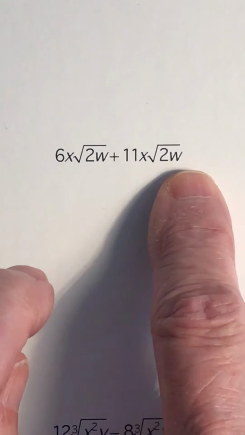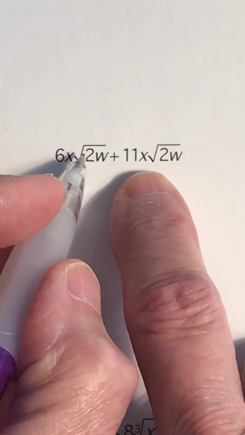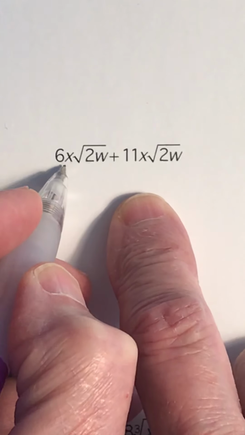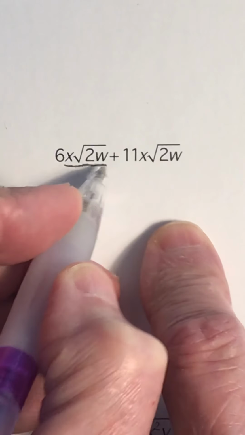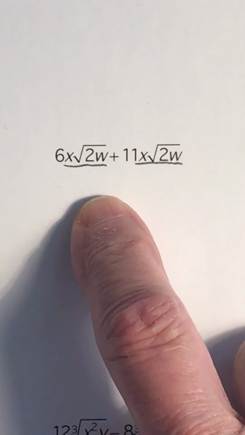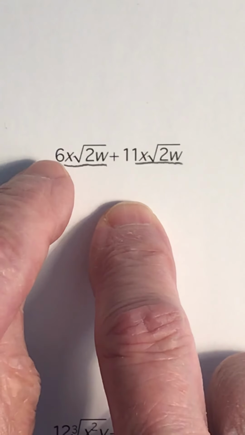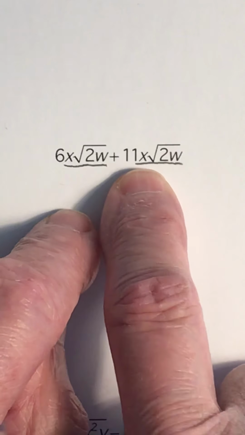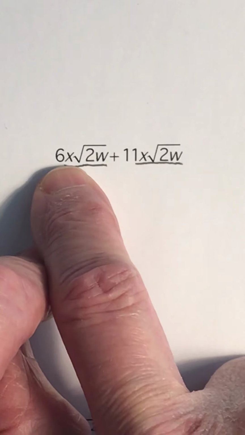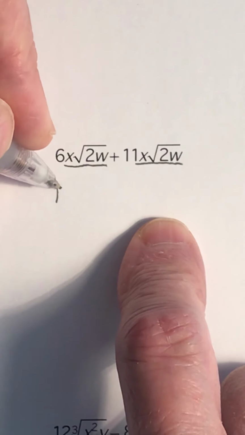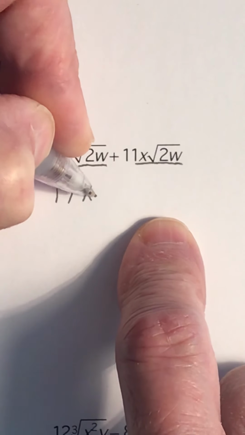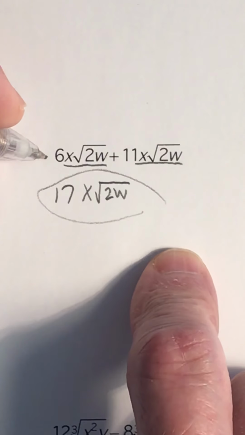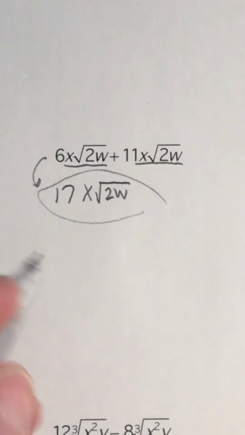This is a little more elusive. It's square root, it's 2w, it's 2w. Now what about the x? We're going to look at it this way. The like terms here are 6 of what, 11 of what? X square root 2w. There's another x square root 2w. 6 of them added to 11 of them gives us 17 of them. 17 x square root 2w's. That takes a little getting used to, but that's what it simplifies into.